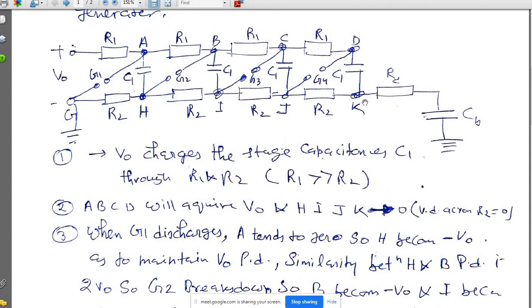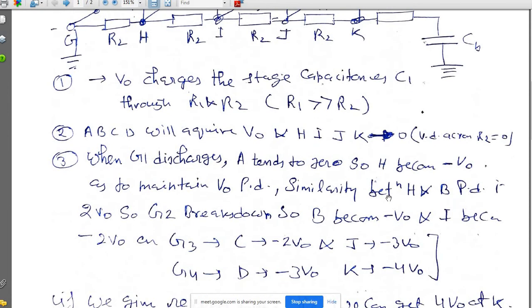If we want the potential at K to be plus 4V0, then we have to interchange the polarity of the input V0, applying minus V0 to plus V0. This is the working principle of how the multi-stage impulse generator works.